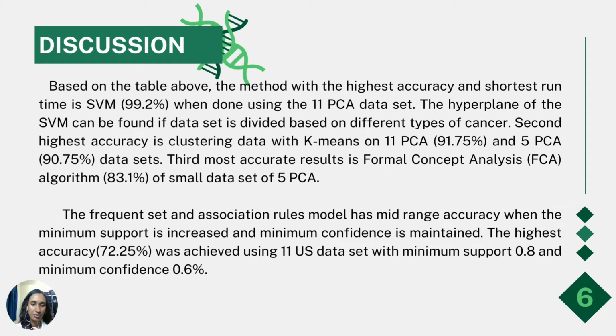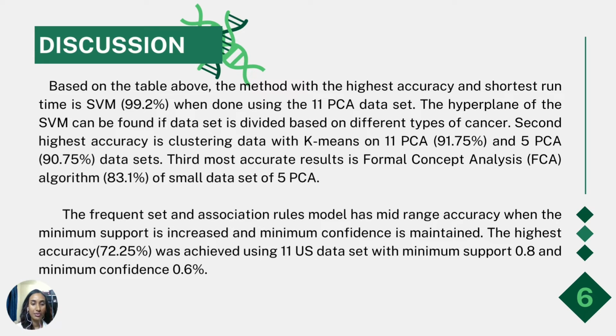The second highest accuracy is clustering the data with k-means on 11 PCA, which provides 91.75% accuracy, and 5 PCA dataset with the 90.75% of accuracy. The third most accurate result is from the FCA, which is Formal Concept Analysis, giving an accuracy of 93.1% of small dataset of 5 PCA.